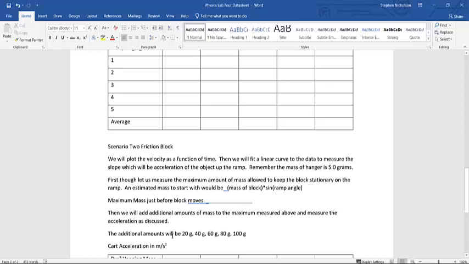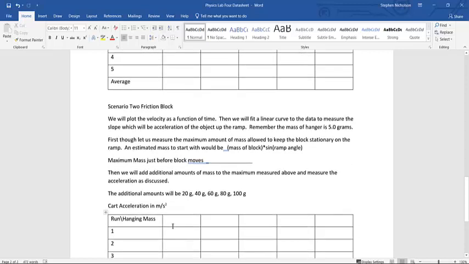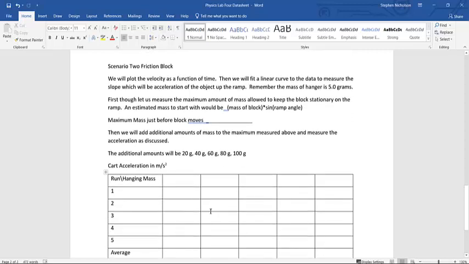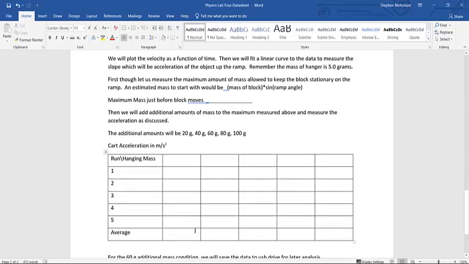And then we will add 20, 40, 60, 80, and 100 grams. So as we add more mass, the cart will accelerate more quickly. We'll take 5 readings for each condition. We'll average those accelerations to get an average acceleration.